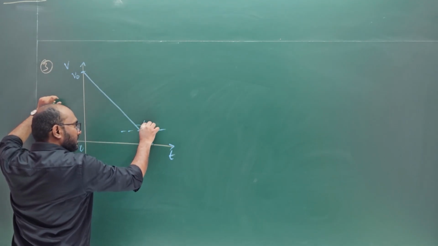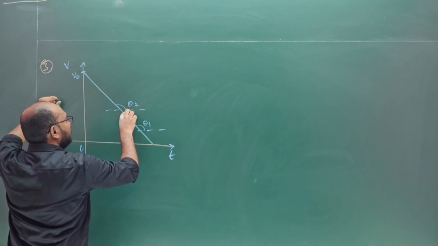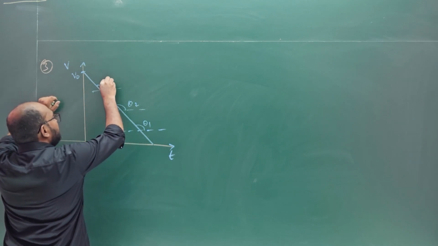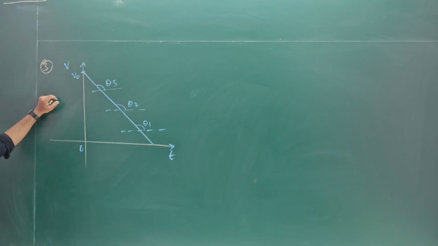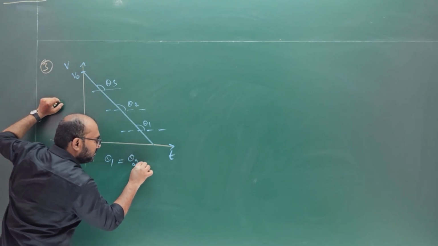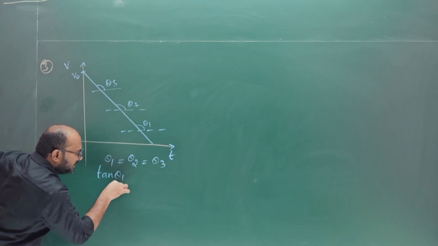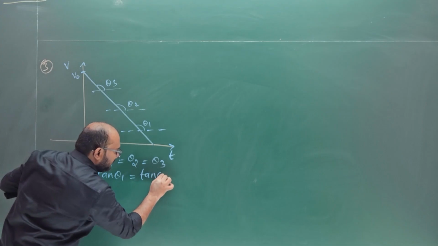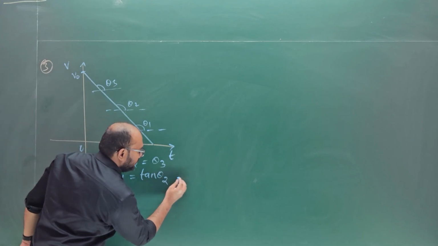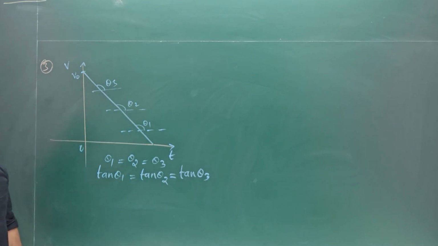Can I say this is your theta 1? Can I say this is your theta 2? And can I say this is your theta 3? All are equal? Yes. So can I say that theta 1 is equal to theta 2 is equal to theta 3? Can I also say that tan of theta 1 is equal to tan of theta 2 is equal to tan of theta 3?